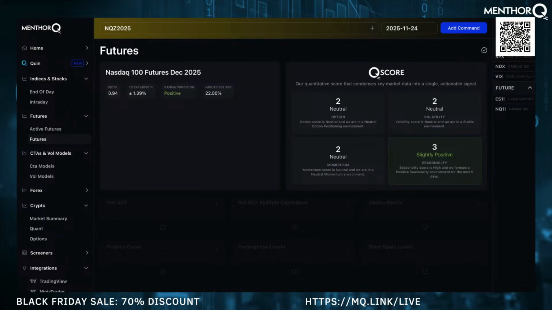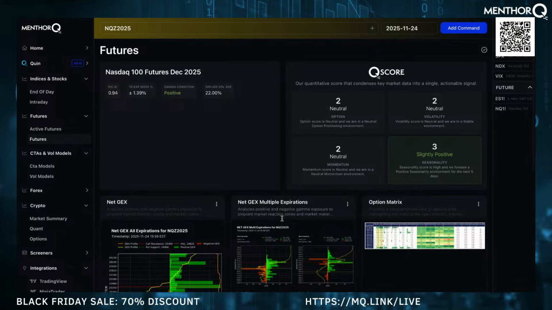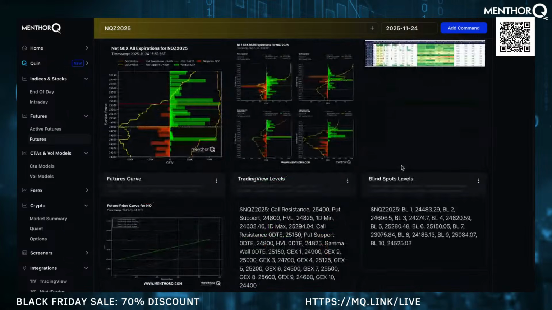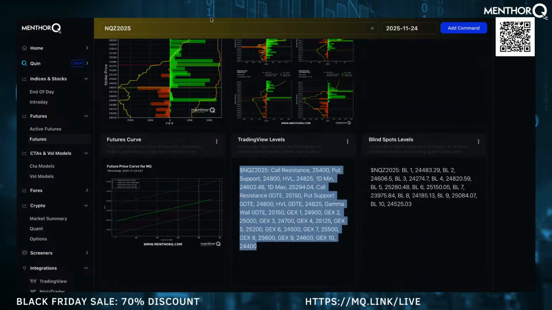In the same way, I have the NetGEX all expiration, NetGEX multi-expiration. I'm looking into the options matrix. I'm looking into the futures price curve. And then at least I copy manually all my levels for TradingView, the TradingView levels, and the blind spots in the indicator.